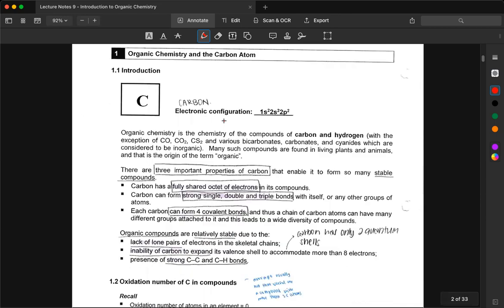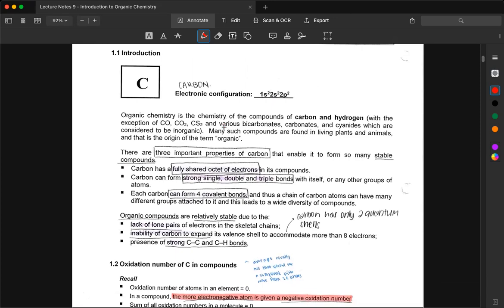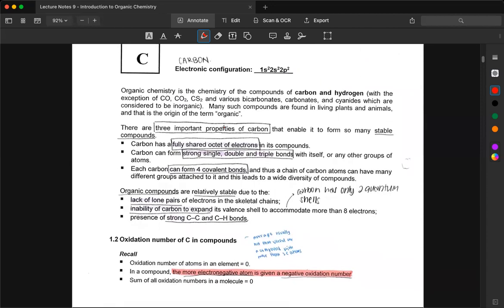So basically, when we talk about organic chemistry, we are focused on the element carbon. Organic chemistry is the chemistry of compounds of carbon and hydrogen, with the exception of carbon monoxide, CO2, CS2, and various bicarbonates, carbonates, and cyanides, which are considered inorganic. We shall not deal with them in this topic. In the past, the term organic referred to compounds found in living plants and animals. But we can actually make organic compounds in the lab without extracting them from living organisms.